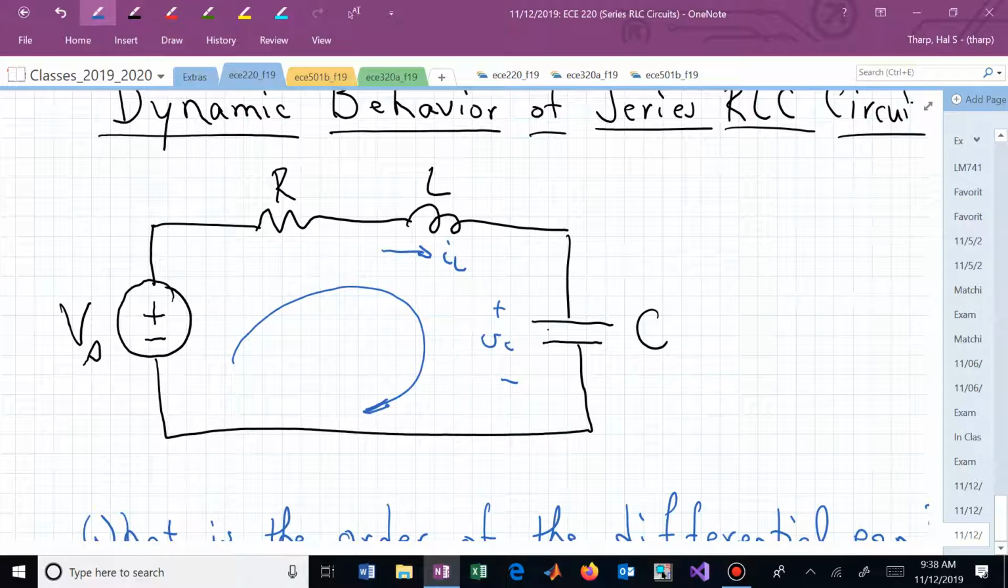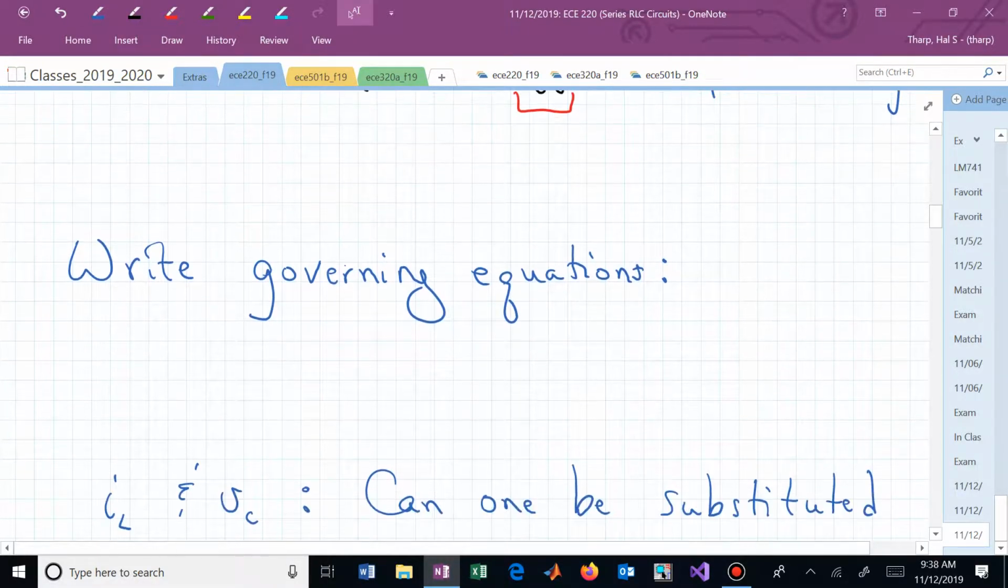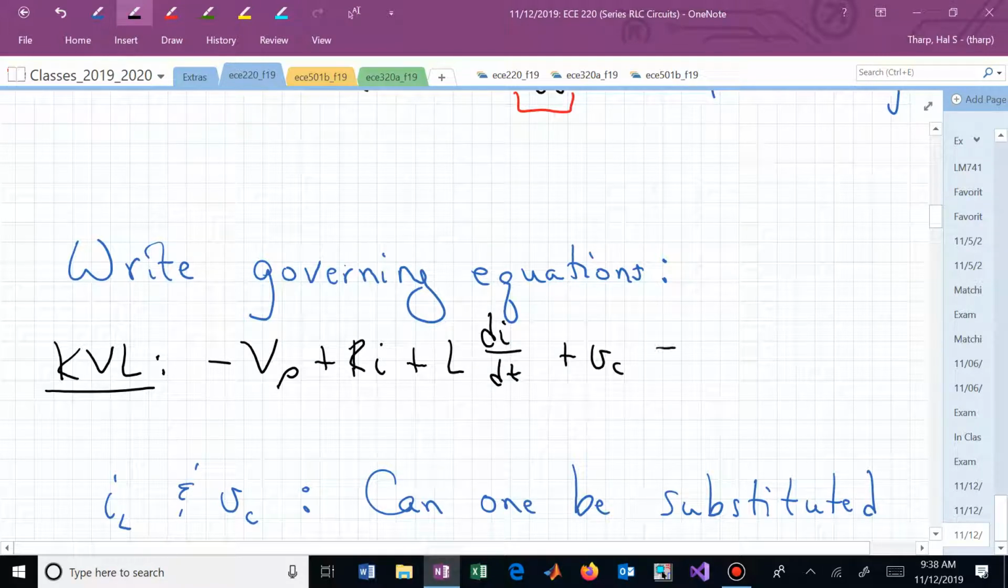That's Eli, that's L di/dt. That comes for us. What about the capacitor? Well, that's V sub C, is what we said. So let's write all that down. We now are trying to write the governing equations. We're writing a KVL equation, and we said that's minus V sub S plus Ri plus L di/dt plus V sub C, and that's equal to 0.